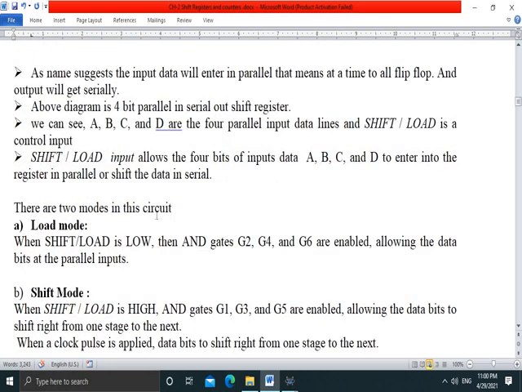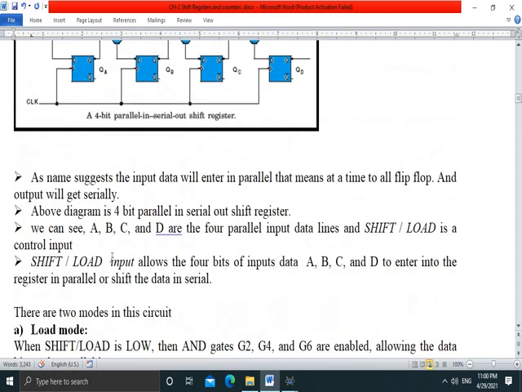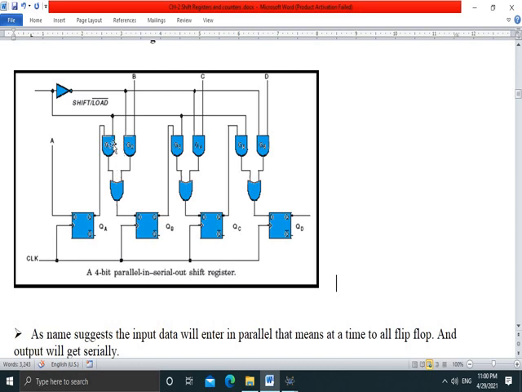There are two modes in this circuit. First is load mode. When shift or load is low, then AND gates G2, G3 and G6 are enabled, allowing the data bits at the parallel inputs. To understand this load mode, you have to know the truth table or working of the AND gate and OR gate. Then only will you understand the circuit.